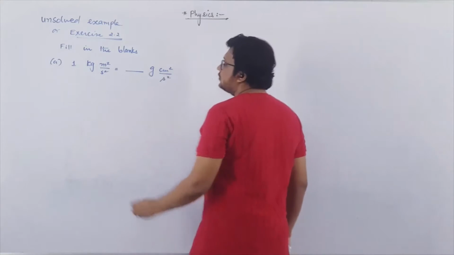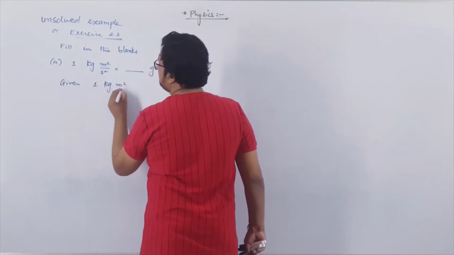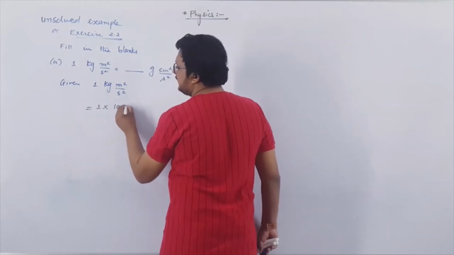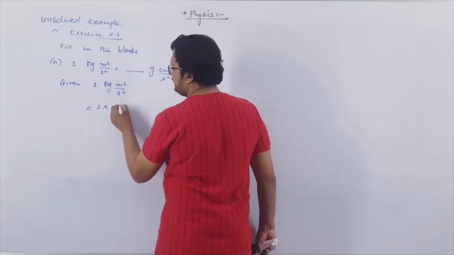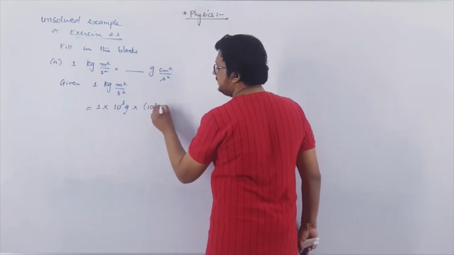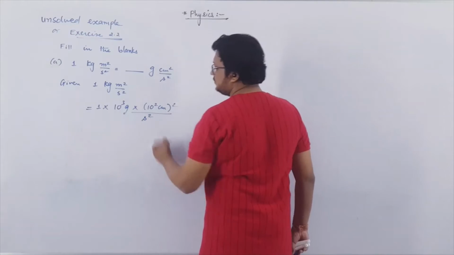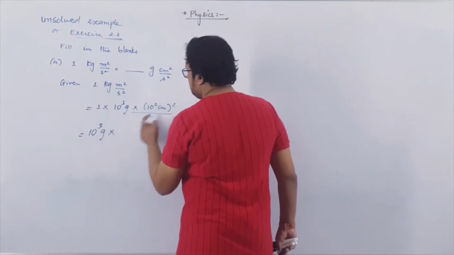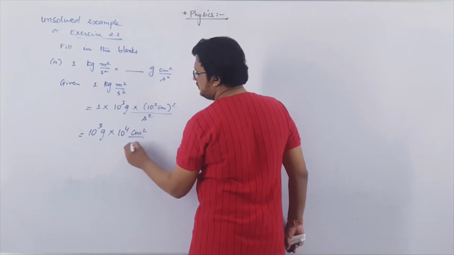Right. So given, we have to convert 1 kg meter square per second square into gram. Now 1 kg is 1000 gram, or instead of 1000 you can write 10 raised to 3 gram into 1 meter is 100 centimeter or 10 raised to 2 centimeter and square of that. And second is second only, right? So upon second square. So this is 10 raised to 3 gram into 2 2s are 4, 10 raised to 4 centimeter square over second square.